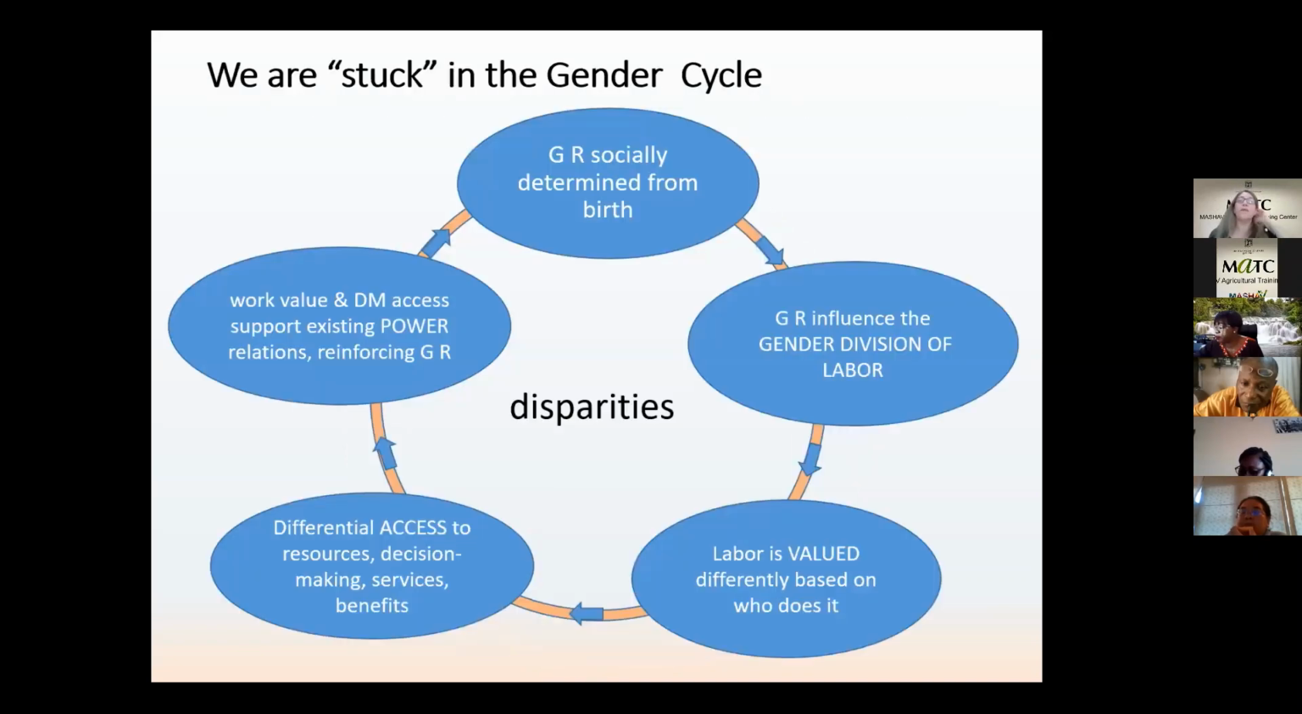What is going on? We are stuck in a gender cycle. Again, from birth, our gender roles are socially determined. These gender roles in turn influence the gender division of labor. Labor is then valued differently based on who does it. Then we have different access to resources, decision-making, services and benefits. And this lack of access and lack of decision-making power all adds up to supporting the existing power relations, thereby reinforcing the gender roles. And again, and again, and again.